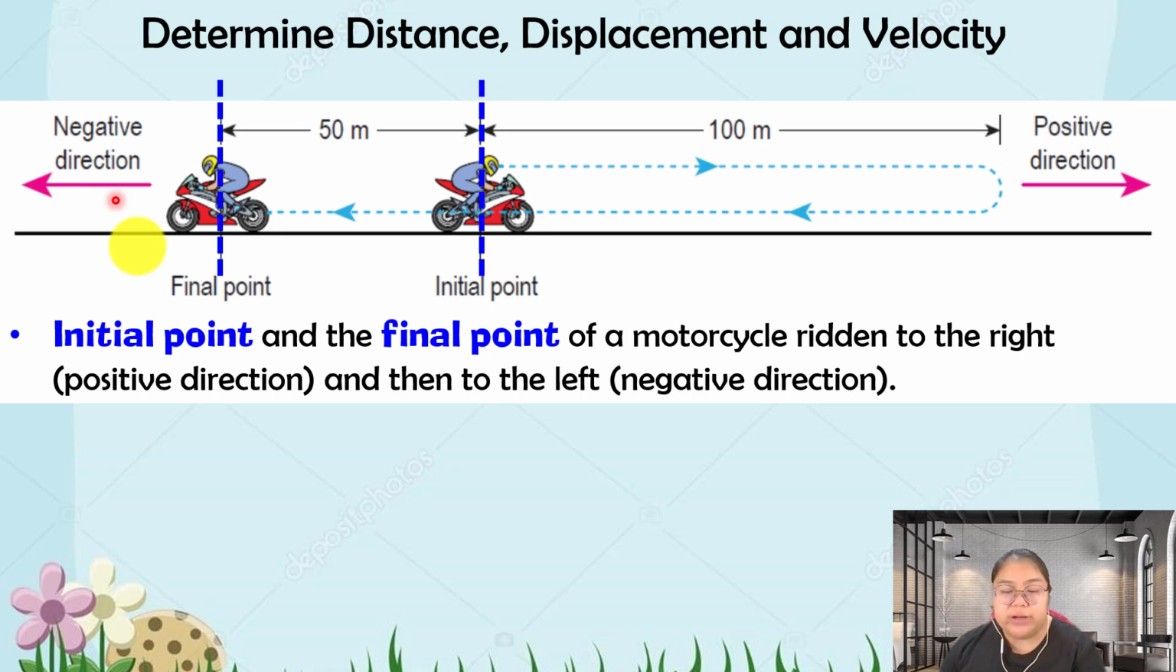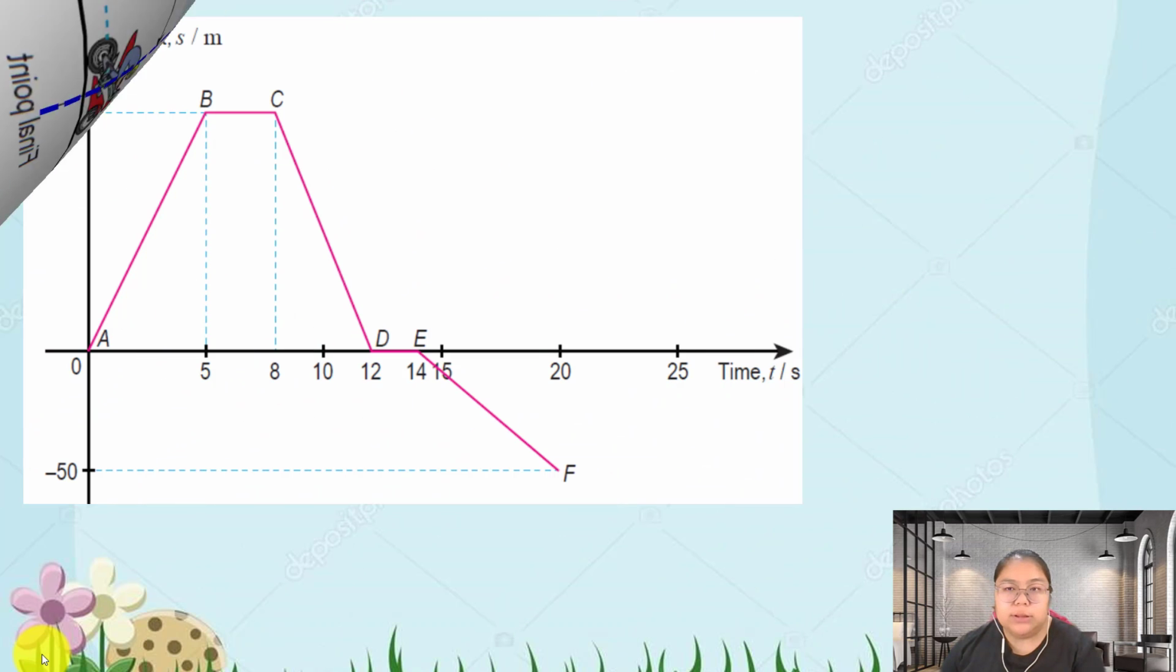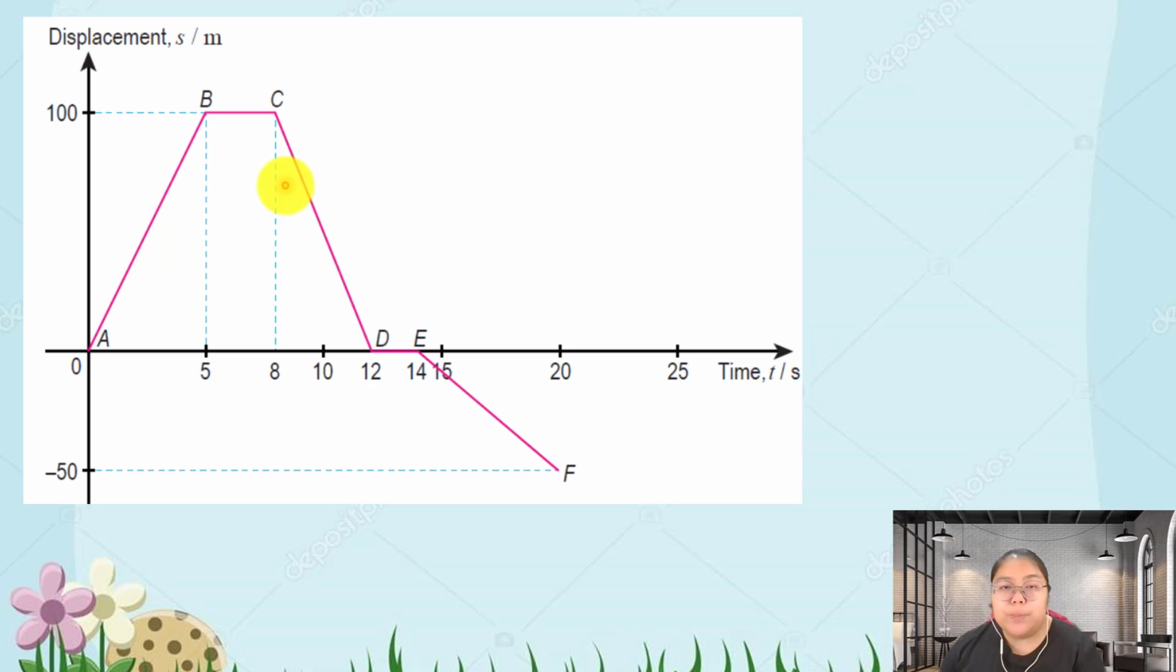Okay, now we refer to the graph. The situation is about the motorcycle. Starting from A to B, the motorcycle goes to the right hand side for 100 meters. After that, it comes to C. B to C, it stops for a while, from 5 to 8 seconds. The motorcycle rests at 100 meters for 3 seconds. After that, from C to D means it comes back. It turns in the opposite direction and goes back to the original point A. How long does it take? It takes 4 seconds to turn back.